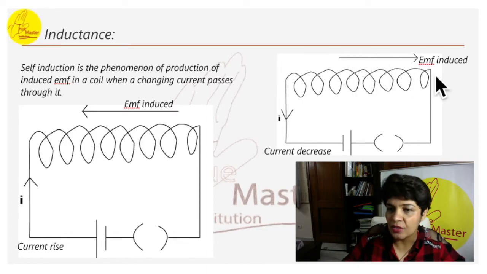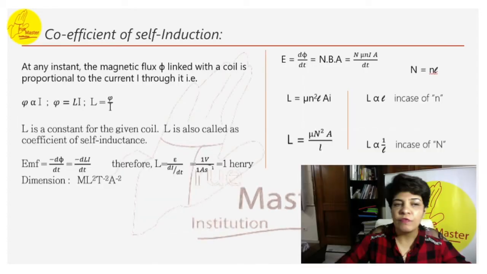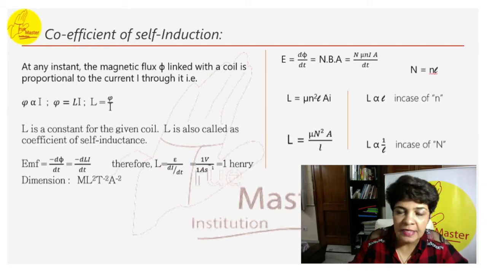So this is induction, the phenomenon of production of induced EMF in a coil when a changing current passes through it. Now, coefficient of self-inductance. At any instant, the magnetic flux linked with a coil is proportional to the current through it. What does it mean? That flux is directly proportional to the current.